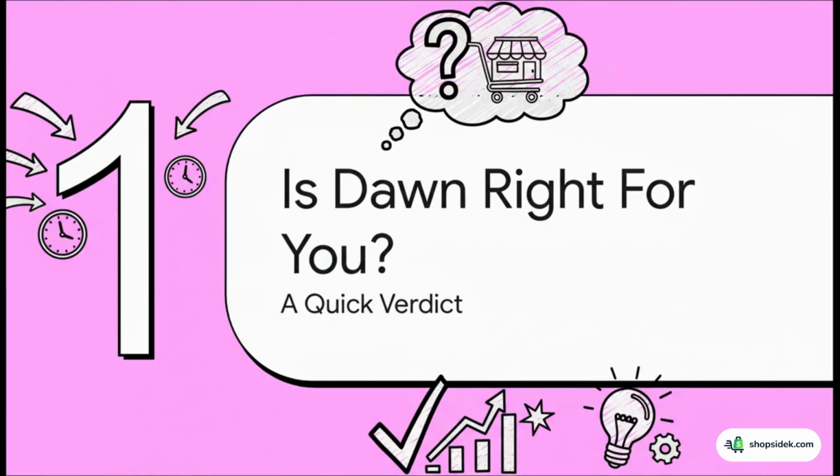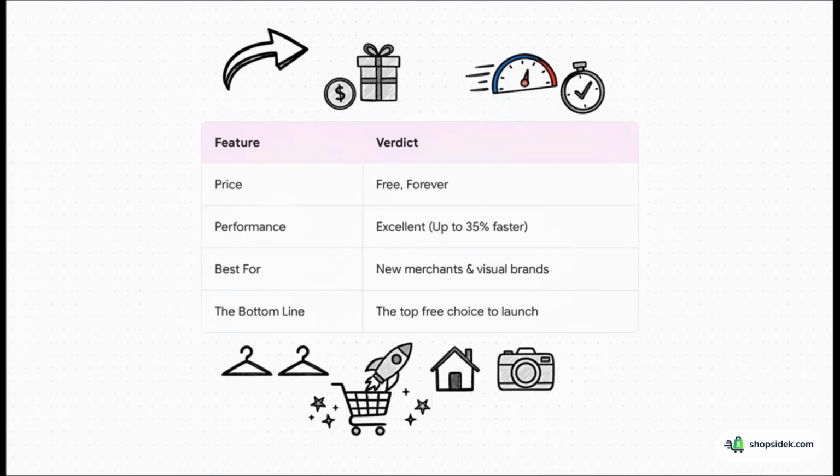If you're busy and you just need a quick answer to make a decision and get building today, this is for you. So here's the deal in a nutshell. The price? Free. And not just for a little while. Free forever. The performance is excellent. We're talking up to 35% faster than older themes, which is absolutely massive for your Google rankings and for keeping customers from bouncing. It's perfect for new merchants and brands with strong visuals. Think clothing, home decor, that kind of thing. The bottom line? It's really the number one free choice to get your store off the ground.